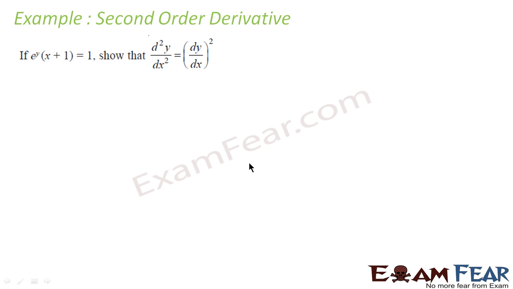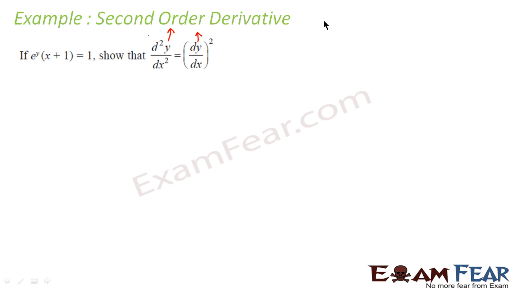Let's take one last example on second order derivative. If e to the power y into x plus 1 is equal to 1, we have to show that d square y by dx square is (dy by dx) whole square. Please note, these two are not the same thing. This is double differentiation and this is single differentiation whole square.